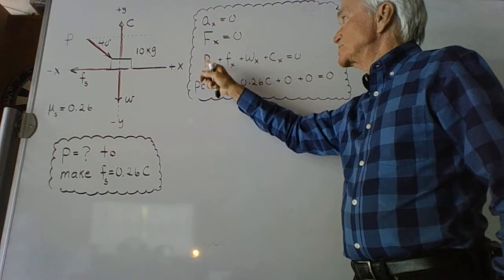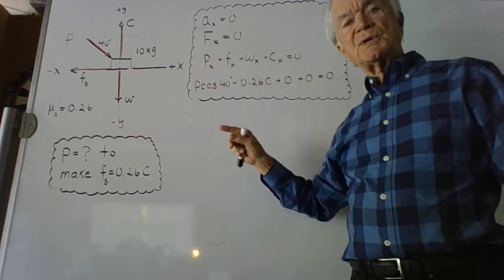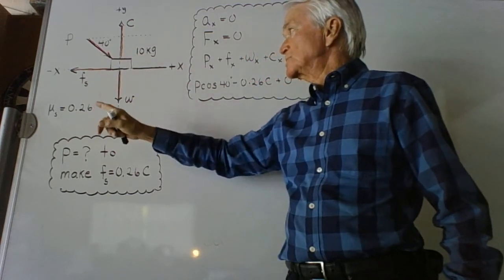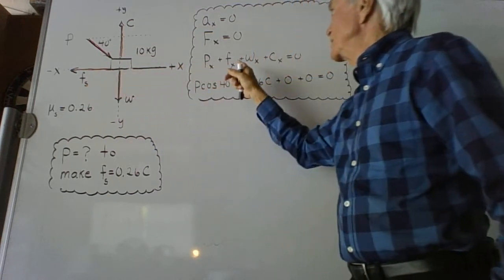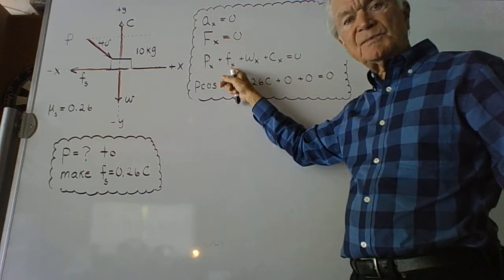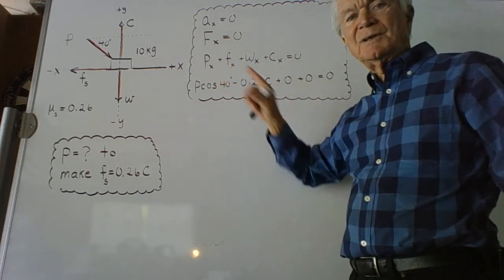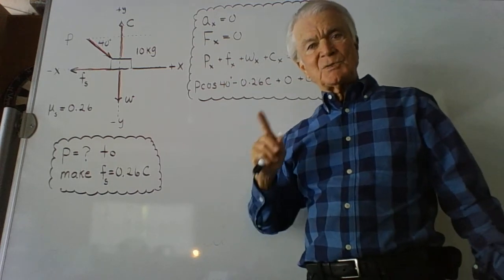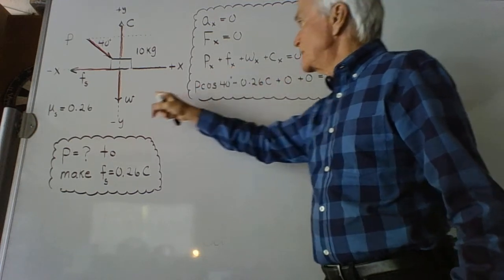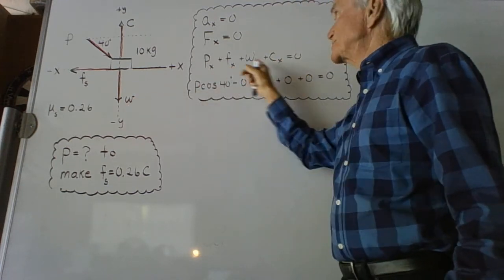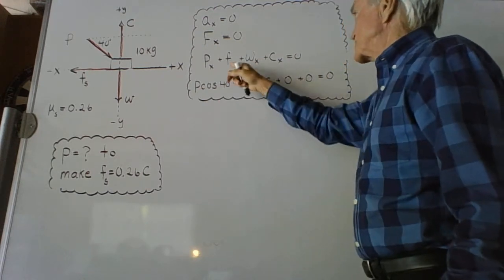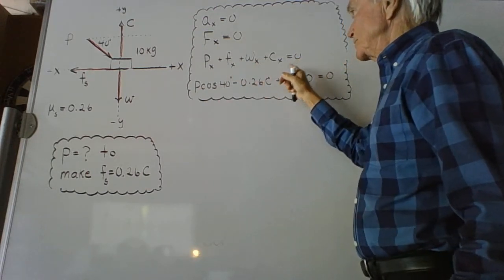Well, F sub x is the sum of the 4 separate x components: x component of P, x component of F. Notice that I leave out the S subscript to remind us that it's static friction. We don't need any more reminders, so I'll leave the S subscript off. Plus W sub x plus C sub x. The sum of those 4 must be 0.